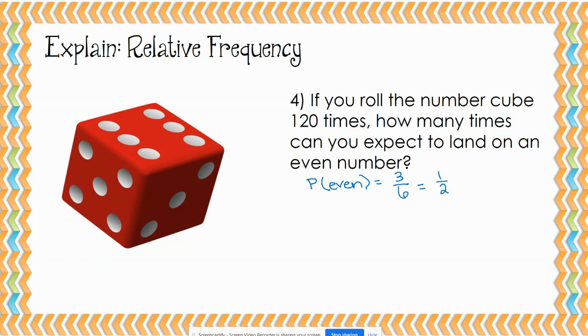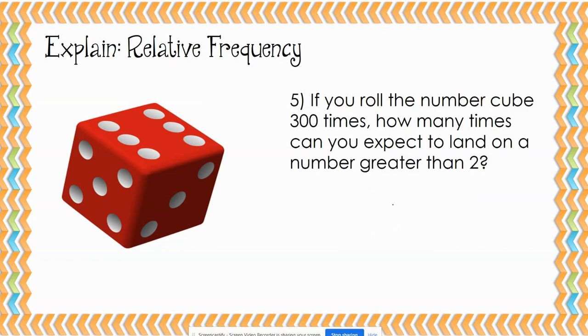To figure out how many times I would land on those, I'm going to take my number of trials, which is 120, and multiply by my relative frequency, which is 1/2. So 1/2 times 120. Again, I can put my whole number over 1 and multiply. 1 times 120 is 120, and 2 times 1 is 2. So then I would solve 120 divided by 2, and that is going to give me 60. So I would expect to land on an even number 60 times if I rolled the number cube 120 times.